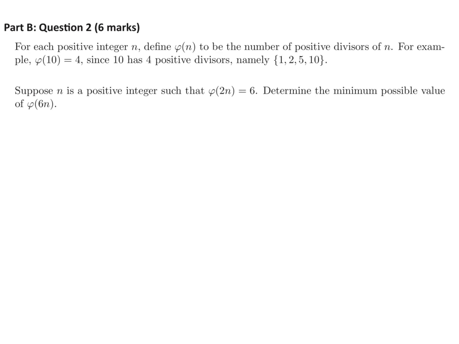For each positive integer n, define symbol n to be the number of positive divisors of n. For example, symbol 10 is equal to 4, since 10 has 4 positive divisors, namely 1, 2, 5, and 10. Suppose n is a positive integer such that symbol 2n is 6. Determine the minimum possible value of symbol 6n.